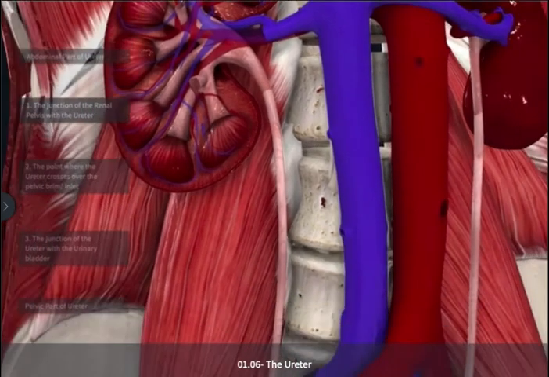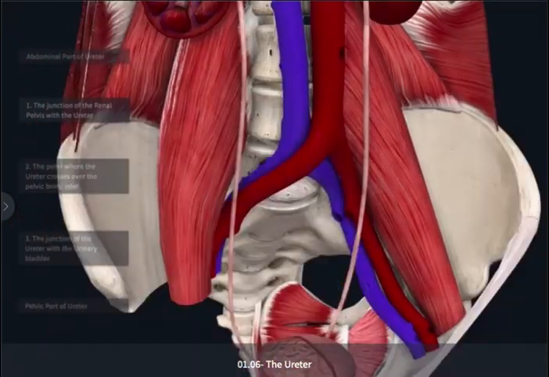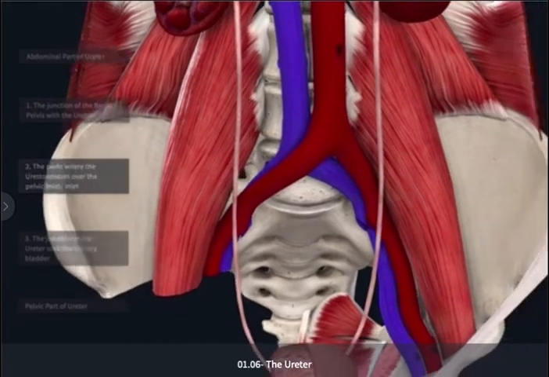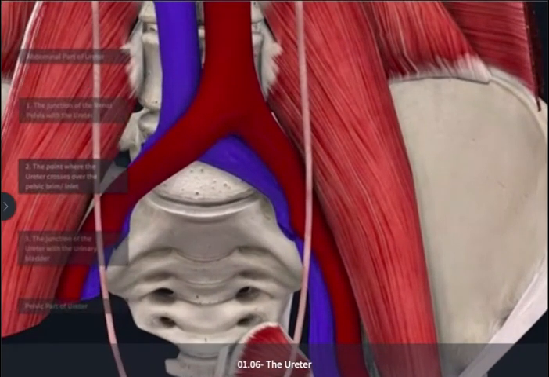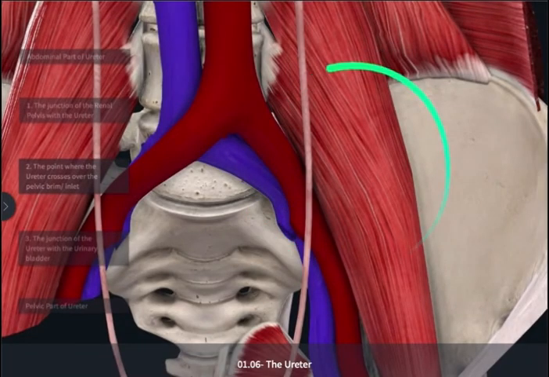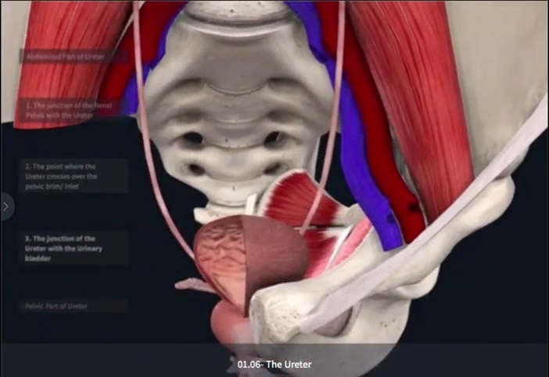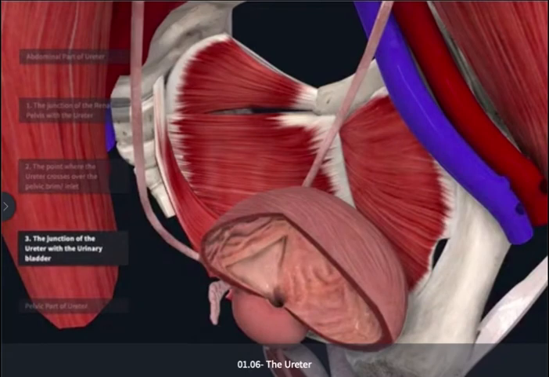The second point of possible constriction is the point where the ureter crosses over the pelvic inlet or the pelvic brim. And this is really going to be an obstruction that could be caused either by an enlargement of the underlying vessels or due to an obstruction caused by the internal contents of the abdominal cavity constricting and pushing down on top.